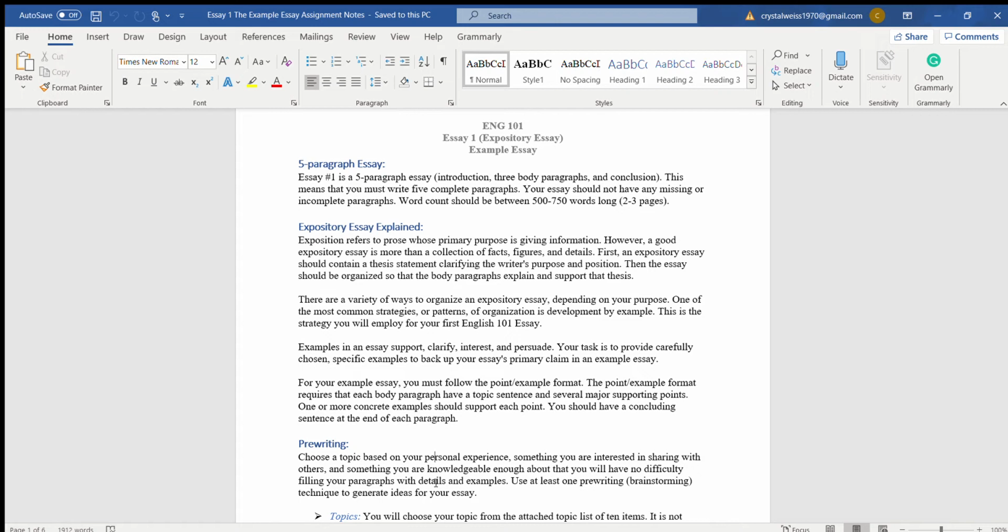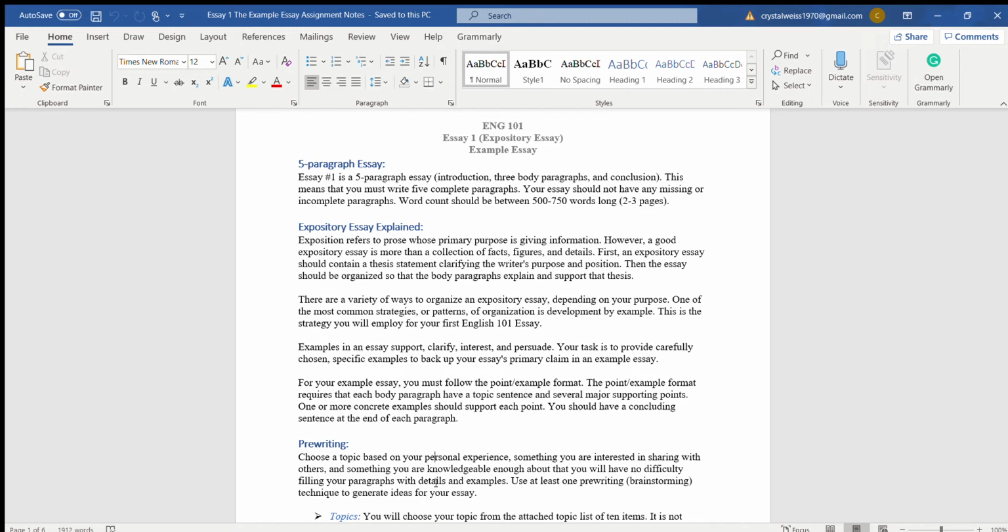This means that you must write 5 full paragraphs. That means at minimum 5 sentences apiece. You should have a topic sentence, at minimum 3 body sentences, and a conclusion sentence. All right. I will not accept any missing or incomplete paragraphs. These will take points away from you.